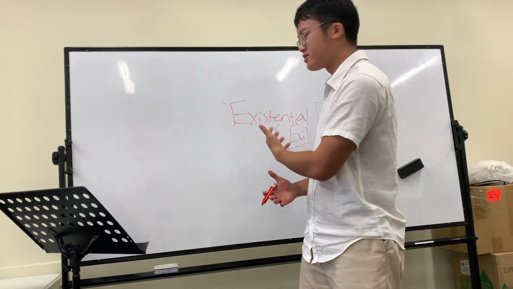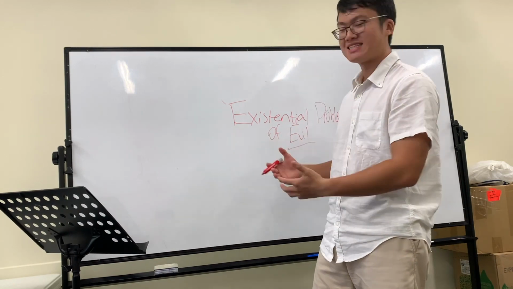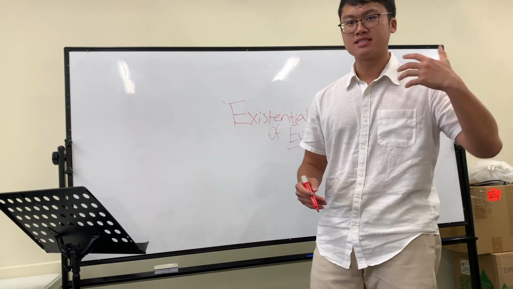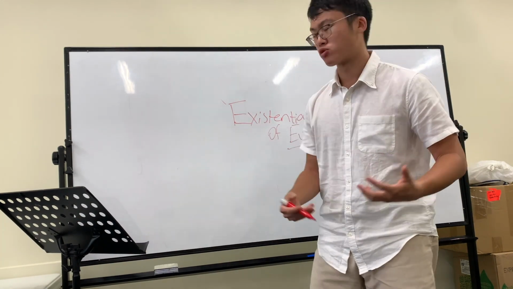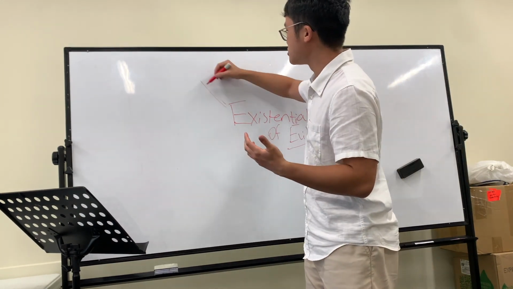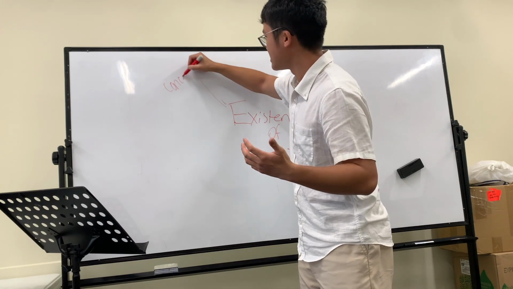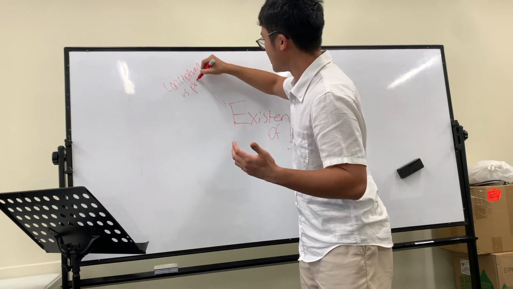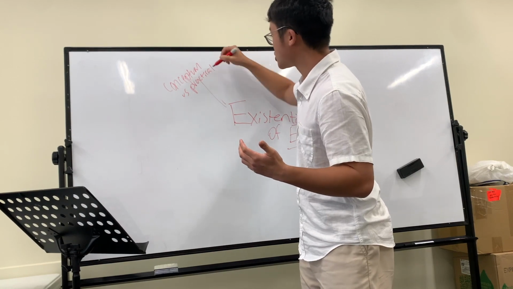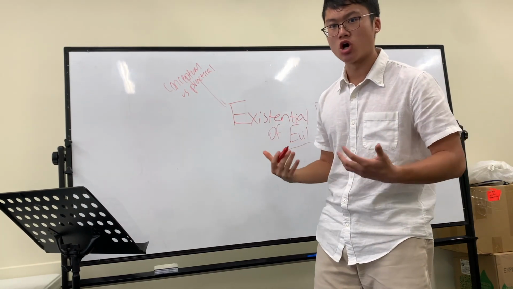So the first thing that we're thinking about with the existential problem of evil is the distinction between conceptual problems of evil and practical problems of evil. The distinction between conceptual and practical is actually a very important distinction in philosophy. A good example of this, to just illustrate this distinction, is the idea of communism.